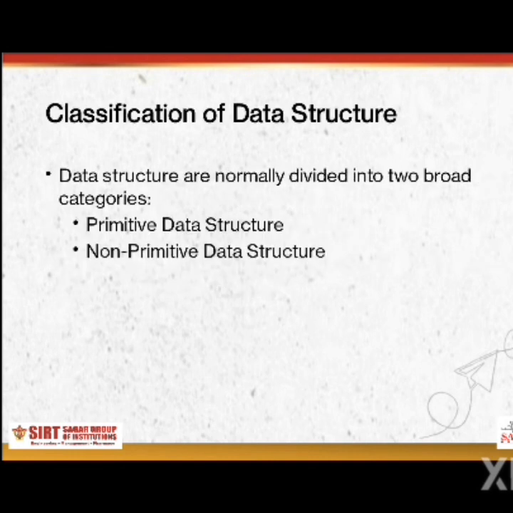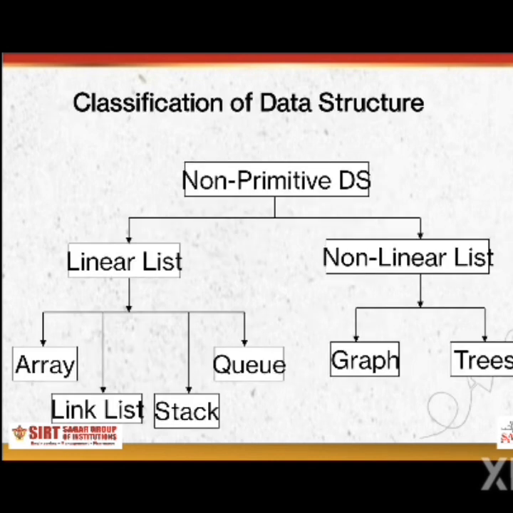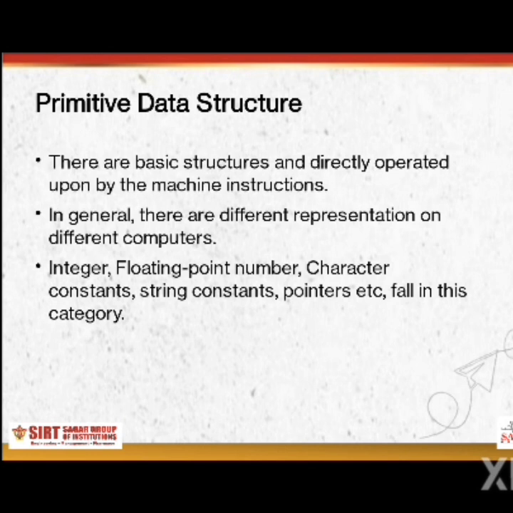We can classify data structure into two parts, that is primitive data structure and non-primitive data structure. Integer, float, character and pointer are the primitive data structures. The non-primitive data structure is again divided into two parts, that is linear list and non-linear list. The linear list is again divided into four parts, that is array, linked list, stack and queue. And non-linear data structure is divided into two parts, that is graph and trees. By using a sorting technique, we can also arrange the data in some form, and that form can be increasing to decreasing order, or decreasing to increasing order.